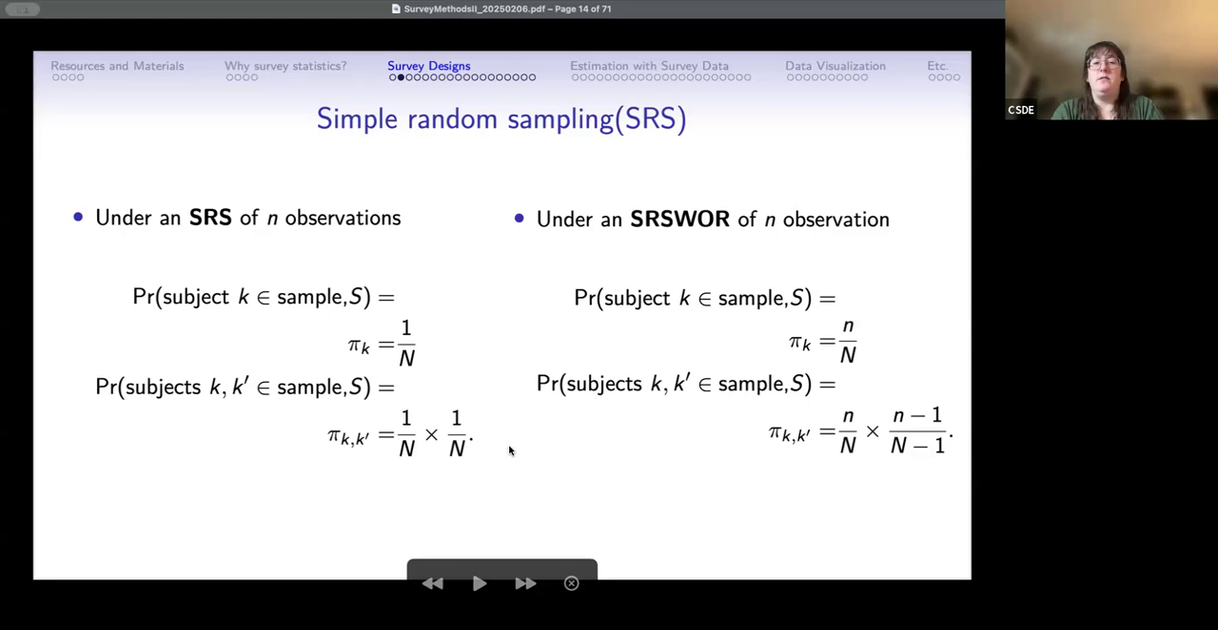Under simple random sampling without replacement, when we have little n observations, the probability that any one person makes it into the sample is n over N, right? You can imagine taking all n of them out at once. And the probability that any two are going to be selected is the probability that any one is selected from the bucket of big N marbles, and then the probability that any other one is selected out of the remainder, big N minus 1.